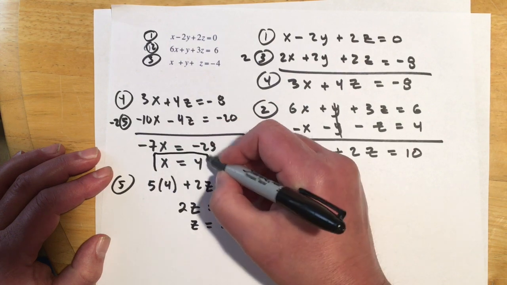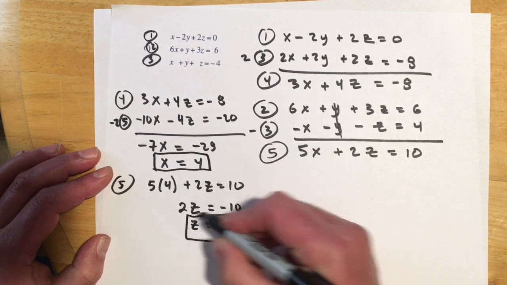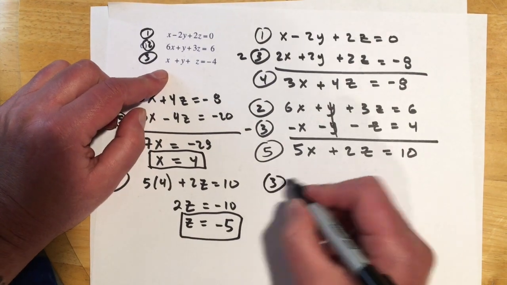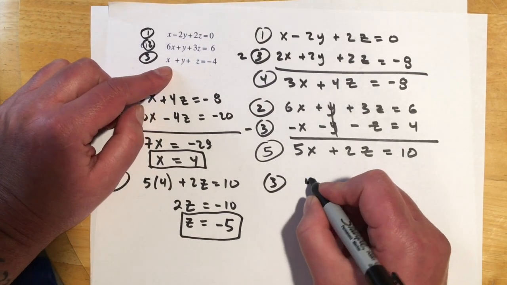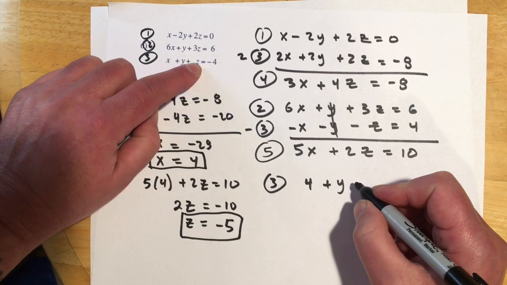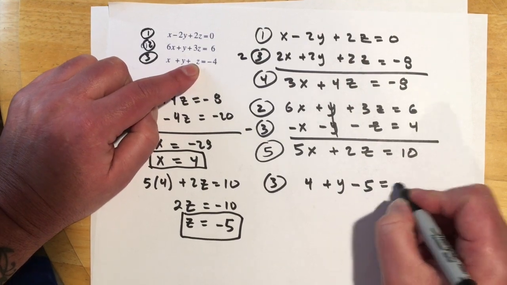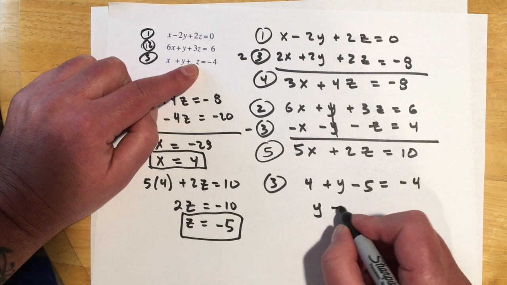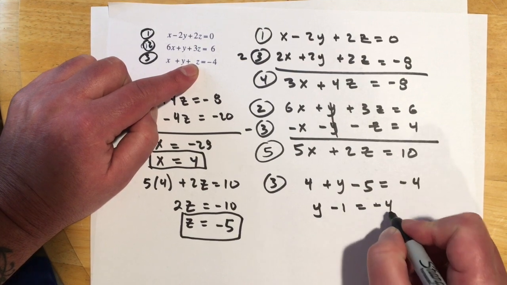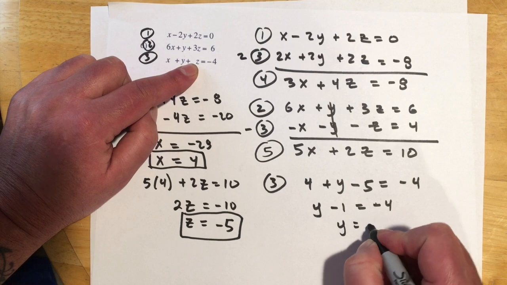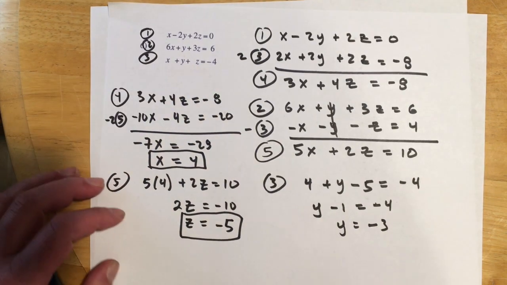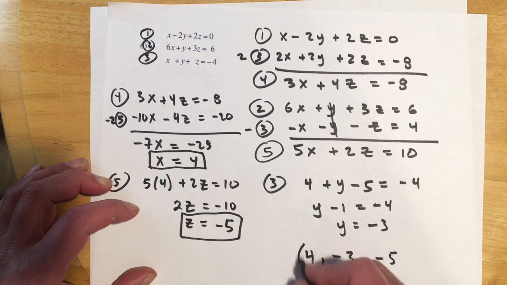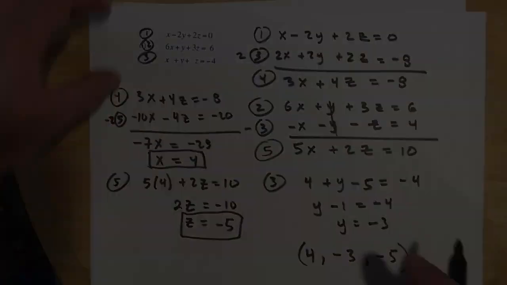So now I have x and I have z. So I can come back to any of the originals and get y. 3 definitely looks the easiest, so I'm going there. So x is 4, y I don't know. Z is negative 5, and that makes negative 4. So 4 minus 5 is 1, negative 4, add the 1 over, and y is negative 3. So my solution set would be 4, negative 3, negative 5.